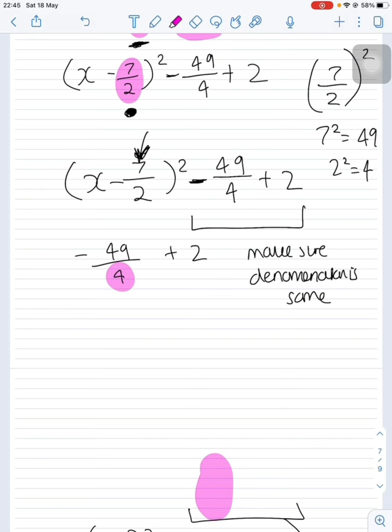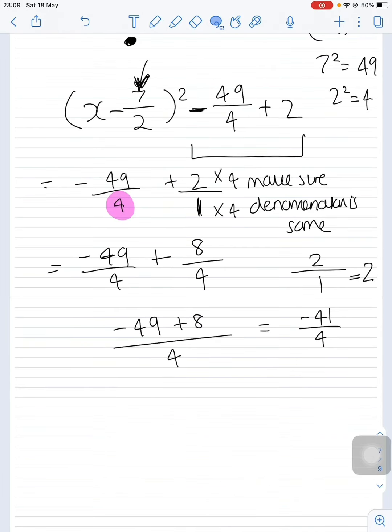So we can see this one's 4, and if we rewrite this, so now that we've done the multiplication of minus 49 over 4 plus 2 over 1, and we times it by 4, the top and the bottom, because we need to keep the denominators the same, we're left with minus 49 over 4 plus 8 over 4, right? And then this is where we're left with minus 49 plus 8. Once we simplify it to this, because again it has the same denominator, we're left with minus 41 over 4.